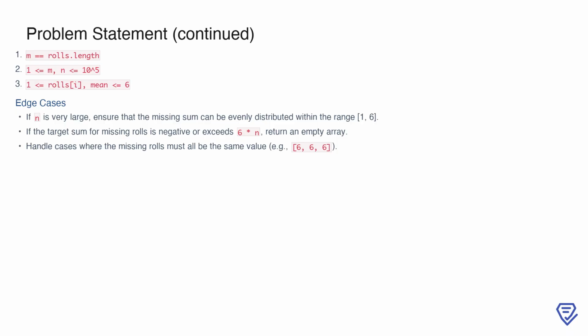If the target sum for the missing rolls is negative or exceeds 6 * n, it's impossible to find a solution, so we return an empty array. Additionally, we might encounter cases where all missing rolls must be the same value, such as [6, 6, 6]. Ensuring that all these scenarios are addressed is crucial for a correct and efficient solution.